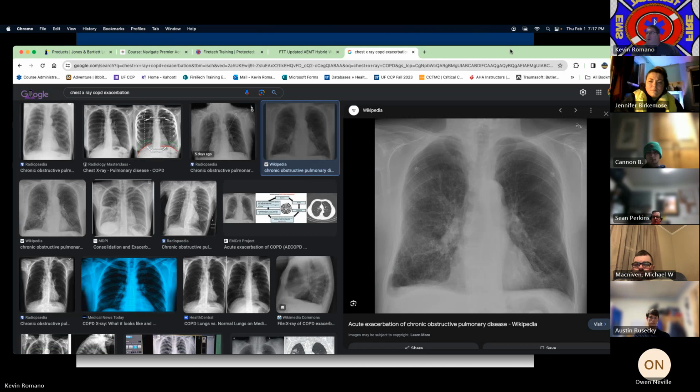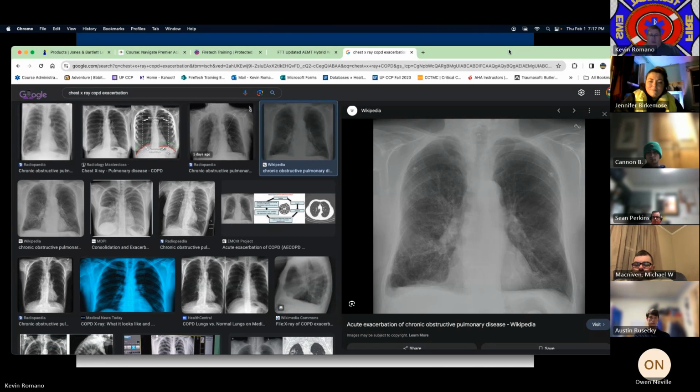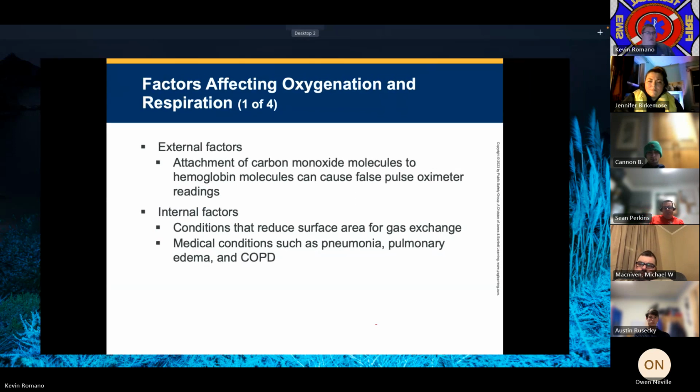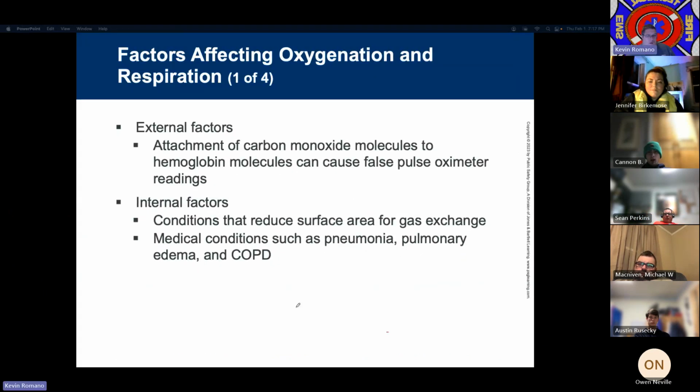Okay. Did that help illustrate a little bit better on the surface tension lost? Right. Good.